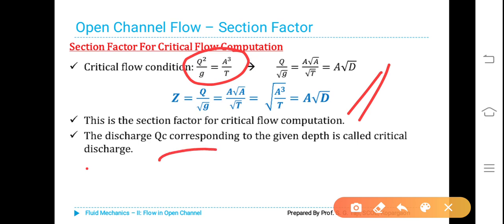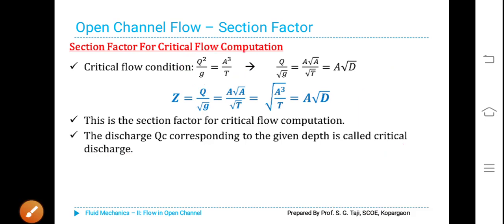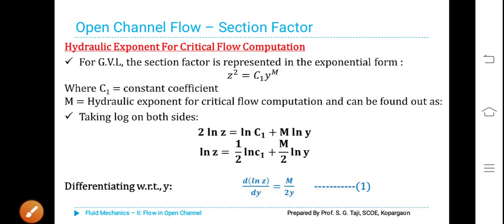The discharge Qc corresponding to the given depth is called critical discharge, that you can see in the previous figures. Now, hydraulic exponent for critical flow computation.